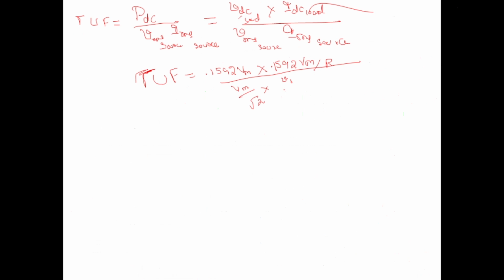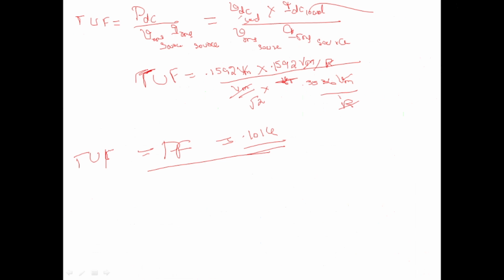So I will use this formula for IRMS of load: 0.3536 Vm by R. This R cancels with this R, and Vm cancels with this Vm. I think you will get a value something like 0.1014. This itself we are calling the TUF in this case, the transformation utilization factor. So finally, the transformation utilization factor answer is 0.1014.